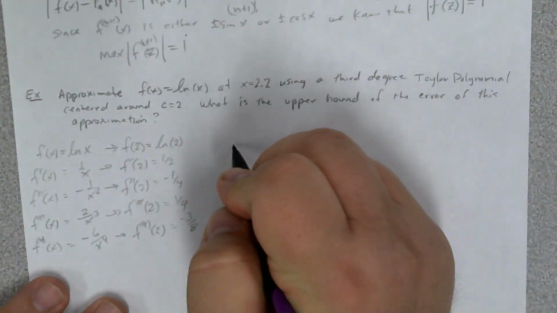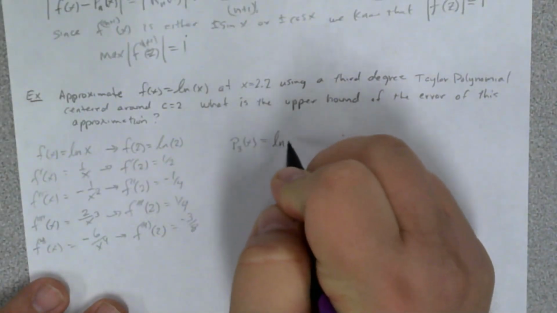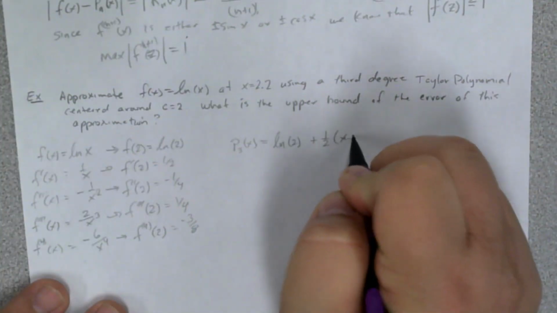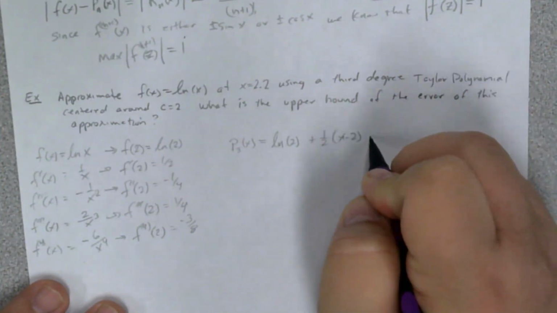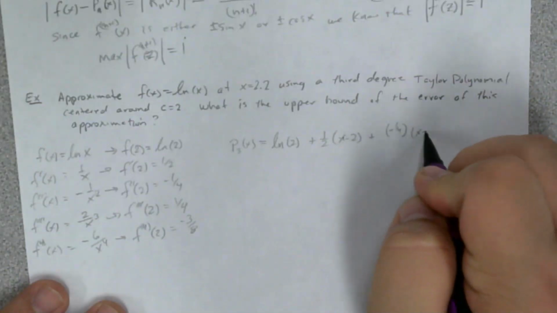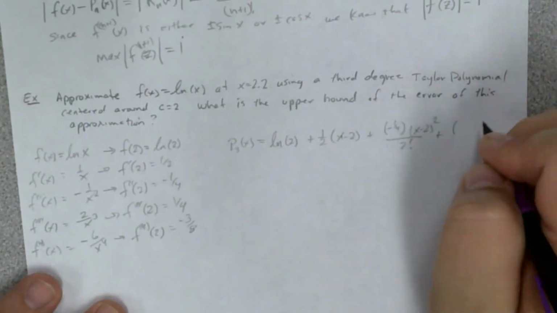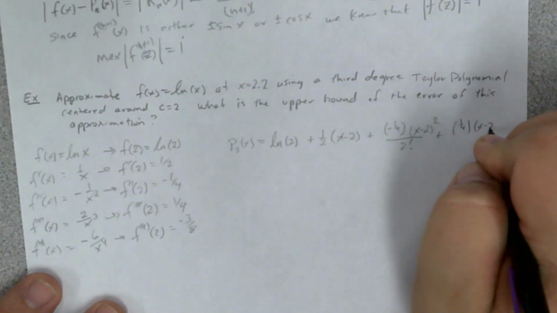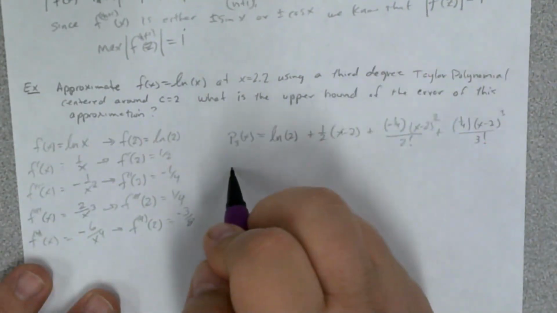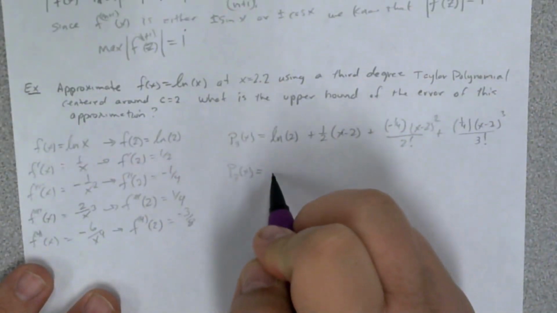Get in the habit, I highly recommend, when you're doing a Taylor polynomial, that you write it out without simplifying it. Just plug in the values. Don't try and simplify it at the same time. This will be plus, and then I'm going to plug in negative 1/4. This will be x minus 2 squared over 2 factorial, and then this will be 1/4 x minus 2 cubed over 3 factorial. So plug it in first and then simplify it out. I think it helps you with any errors that you might make and things like that.